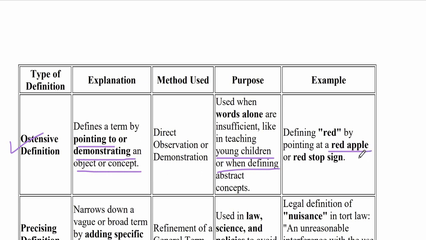So how do we define red? We point at a red apple and say this is the color red, or a red stop sign, where we have to stop when the red sign comes. Somebody can point when we are learning about driving, and they teach you that red means this type of sign. So it is known as ostensive definition.